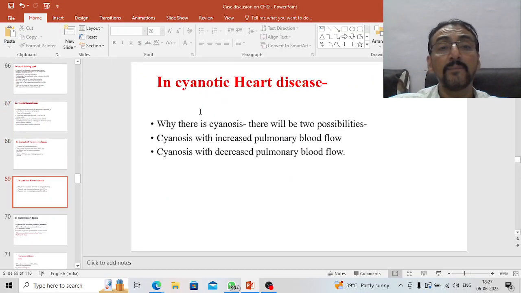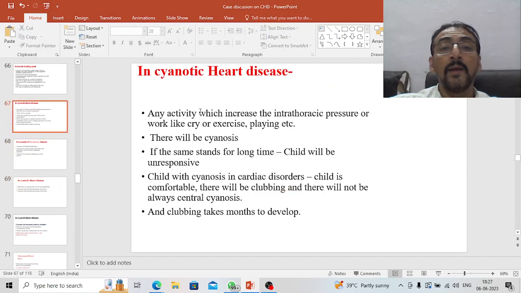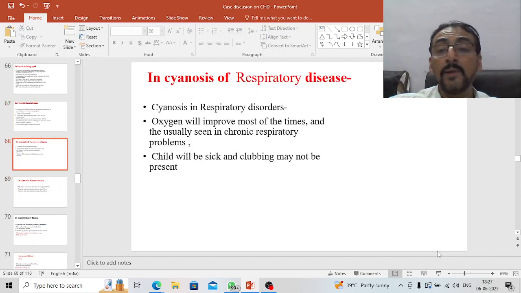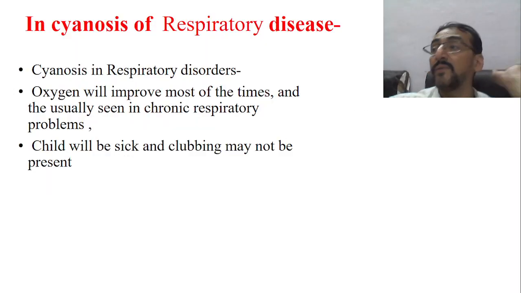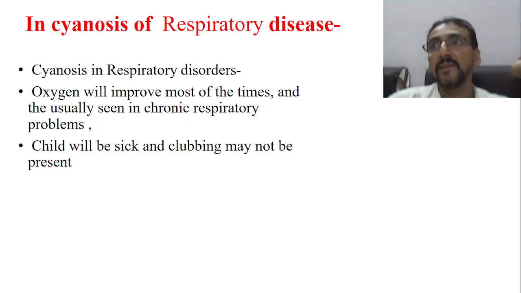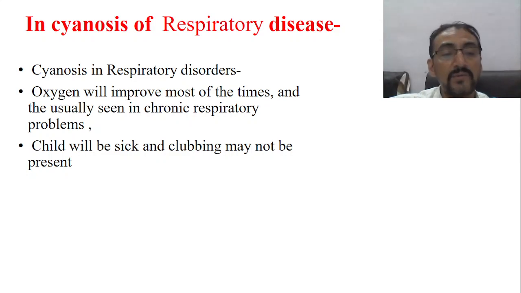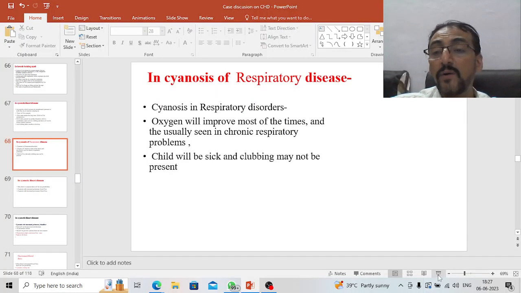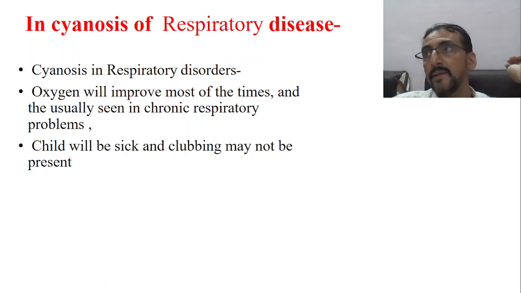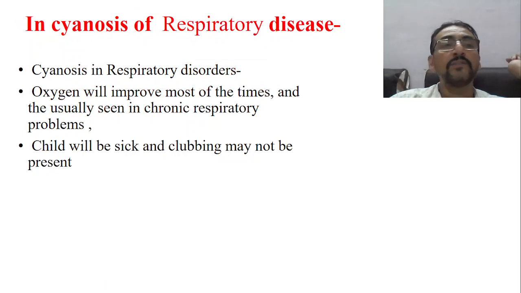Further, now we have to differentiate another type of cyanosis which occurs in respiratory disease. Sometimes in respiratory disorders also there will be cyanosis, most of the time in chronic respiratory disorders, so we will have cyanosis which is of a mixed type. There is also peripheral, there is also central. So the cyanosis in case of respiratory disorders can be differentiated.